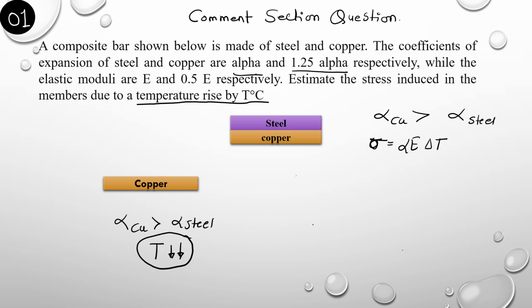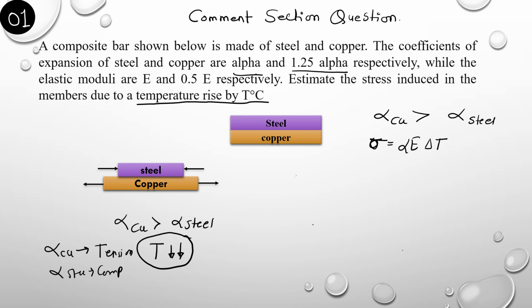If the temperature lowers, then the alpha value of Cu is larger, so in that case the copper goes under tension, tensile nature, and steel undergoes compression. This is how compression goes to steel, and tension goes to copper.